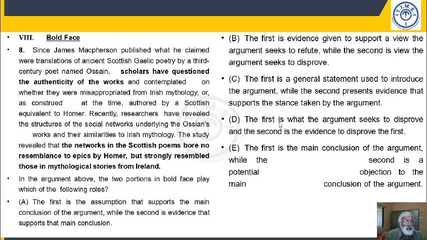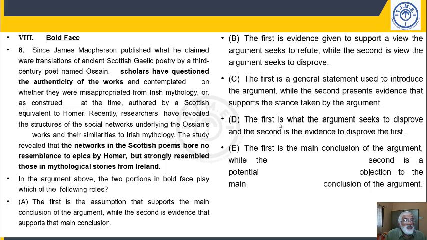Since James Macpherson published what he claimed were translations of ancient Scottish Gaelic poetry by a 3rd century poet named Ossian, scholars have questioned the authenticity of the works. So we know that scholars have questioned Macpherson's work and contemplated on whether they were misappropriated from Irish mythology or, as construed at the time, authored by a Scottish equivalent to Homer. So they might not be by a 3rd century poet named Ossian. They might simply be copied from the Irish, or they might actually be authored by a Scottish equivalent to Homer, some poet who actually spoke the epic.